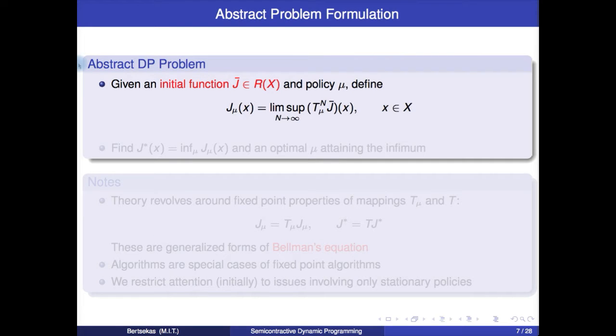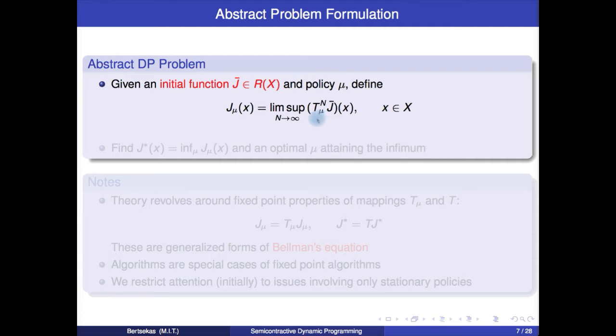Now, given a monotone mapping H and the corresponding mappings T mu and T, let us consider an abstract dynamic programming optimization problem. We're given an initial function J bar, which is a real valued function, and a policy. For any policy mu, we define J mu, the cost function of mu, as the limit superior of the quote-unquote finite horizon costs corresponding to mu.